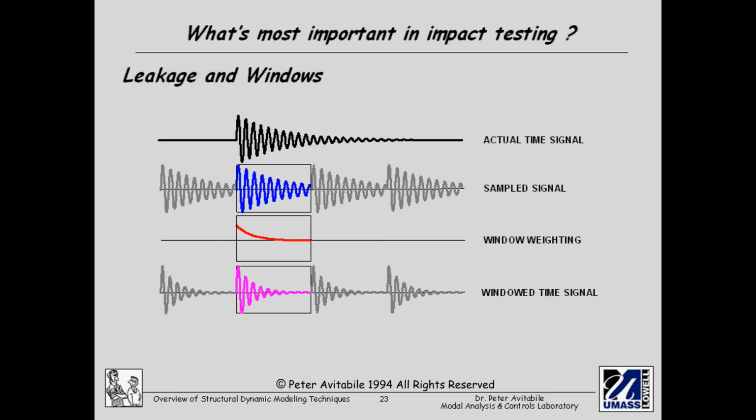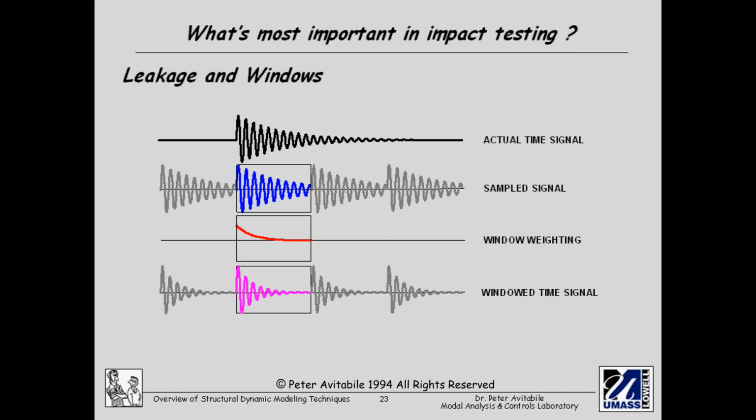Another thing that's very important, as we talked about leakage and windows, weighting functions: many times when we have impulsive loads, we have a damped exponential response of the system. In lightly damped systems, this response might ring on and on and on, making it a signal that's not totally observed within one sample interval of the spectrum analyzer, and then leakage will occur. In order to minimize this, we need to somehow process the data to minimize this leakage phenomenon.